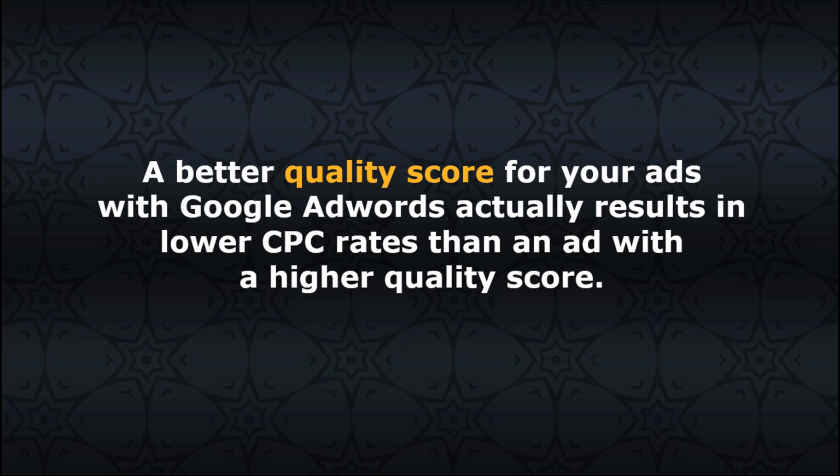Again, you should take into account that a higher bid for an AdWord does not necessarily buy you your SERP display success. As a matter of fact, even if your rival's bid is higher, it's entirely possible that you appear above their ad as you've got a better ad quality score. A better quality score for your ads with Google AdWords actually results in lower CPC rates than an ad with a higher quality score.